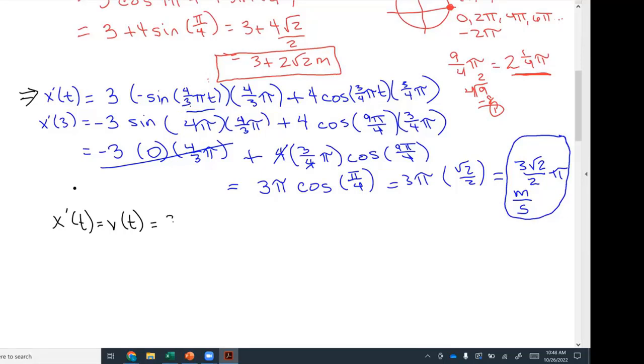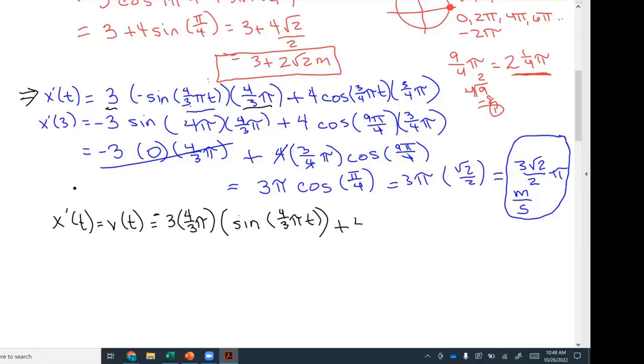3 times 4/3 pi. So that's coming from here and from here. Then I have times, and then I'm going to pull this negative out, and I get the sine of 4/3 pi t. And I think that's all good.